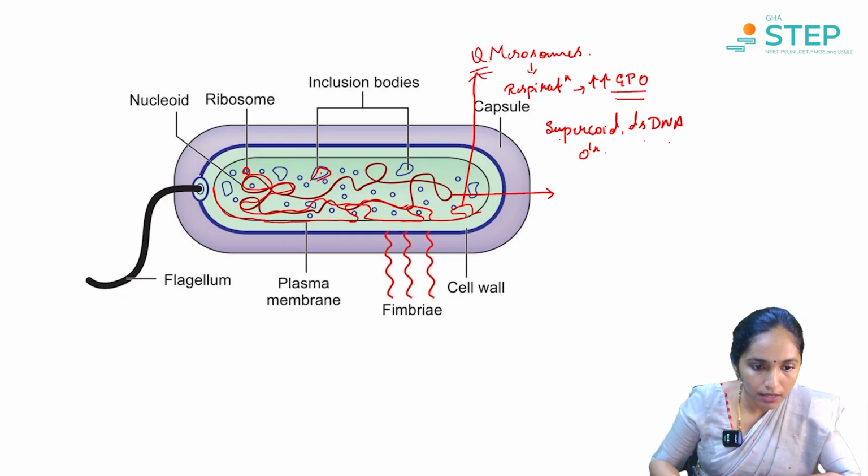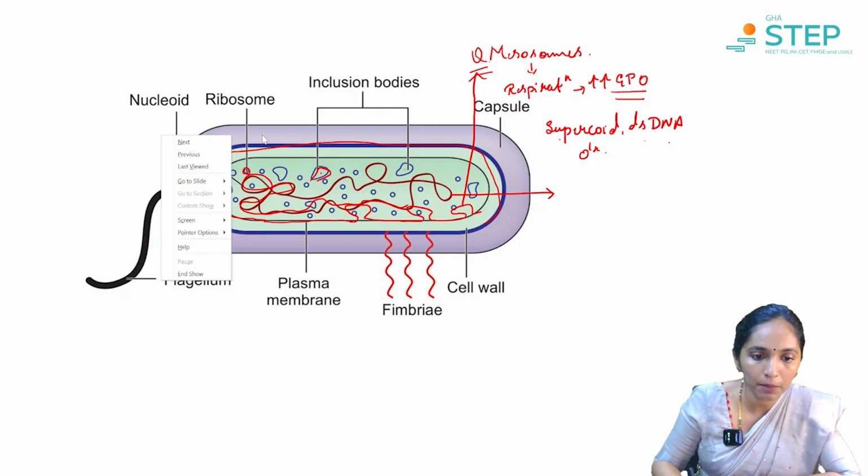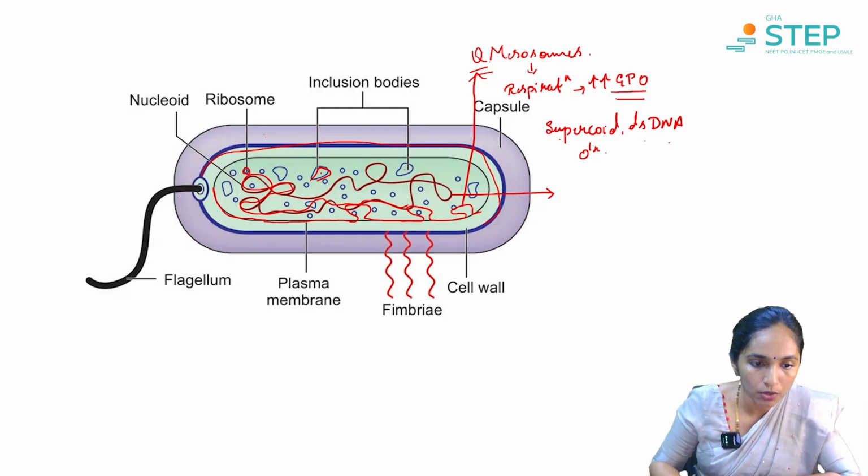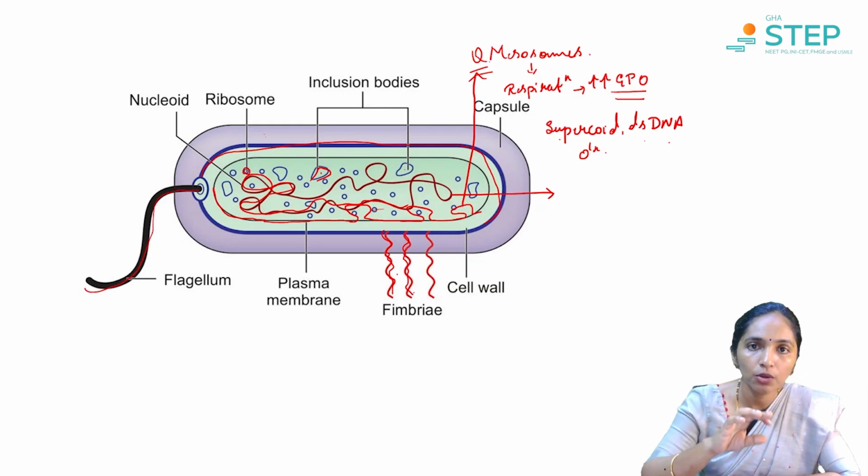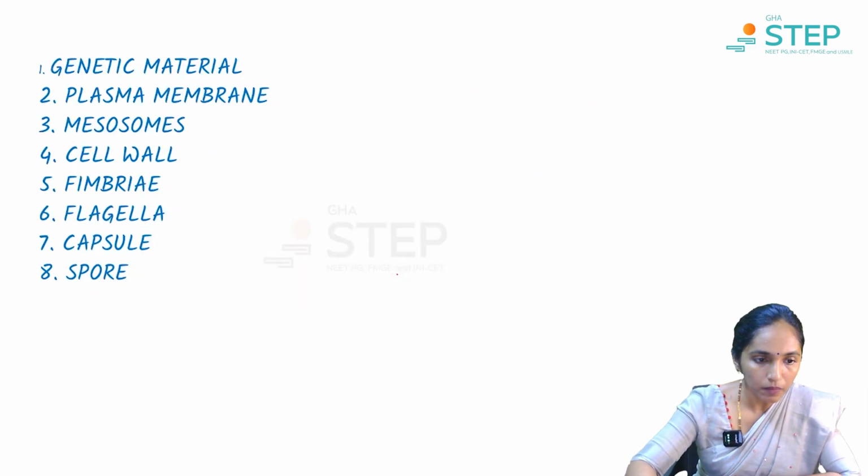Next is this particular one. This is the cell wall of the bacteria, which we will study in detail. This cell wall is covered by a thick material called the capsule, and these are the cell appendages. One is the flagella, the longer one. The other one is a shorter one, which is fimbriae, that is the organ of adhesion. We will look into all this in detail. So we have finished with genetic material, plasma membrane, mesosome. Now we will study the cell wall of the bacteria.